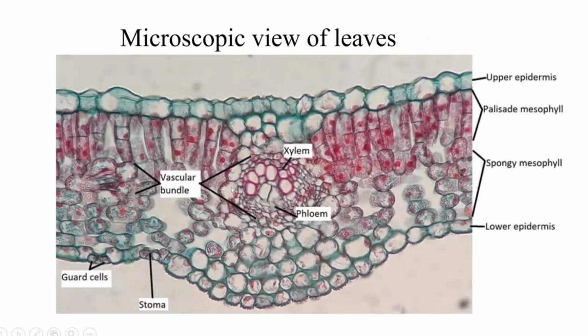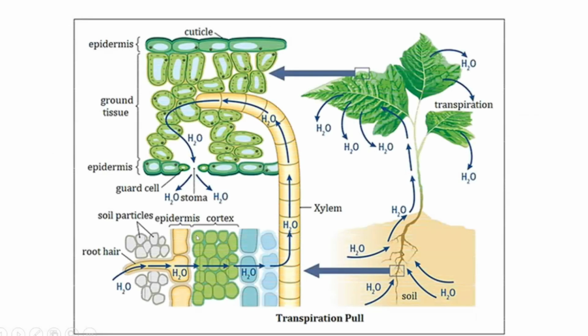So the microscopic view of leaves you can see here. Here also we can see the vascular bundle, that is xylem and phloem. And the stomata you can see here. As I already told, it is the transpiration pull. So water is absorbed by the root hairs in the cell and it passes through the xylem, and due to the water loss through the stomata, it pulls the water upwards to the plant.